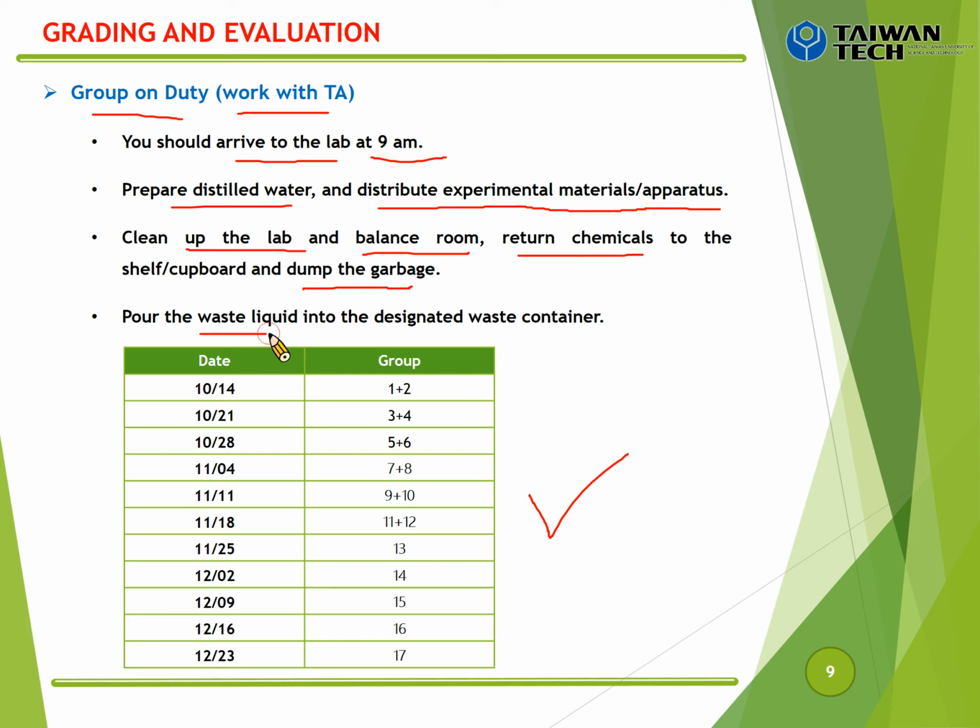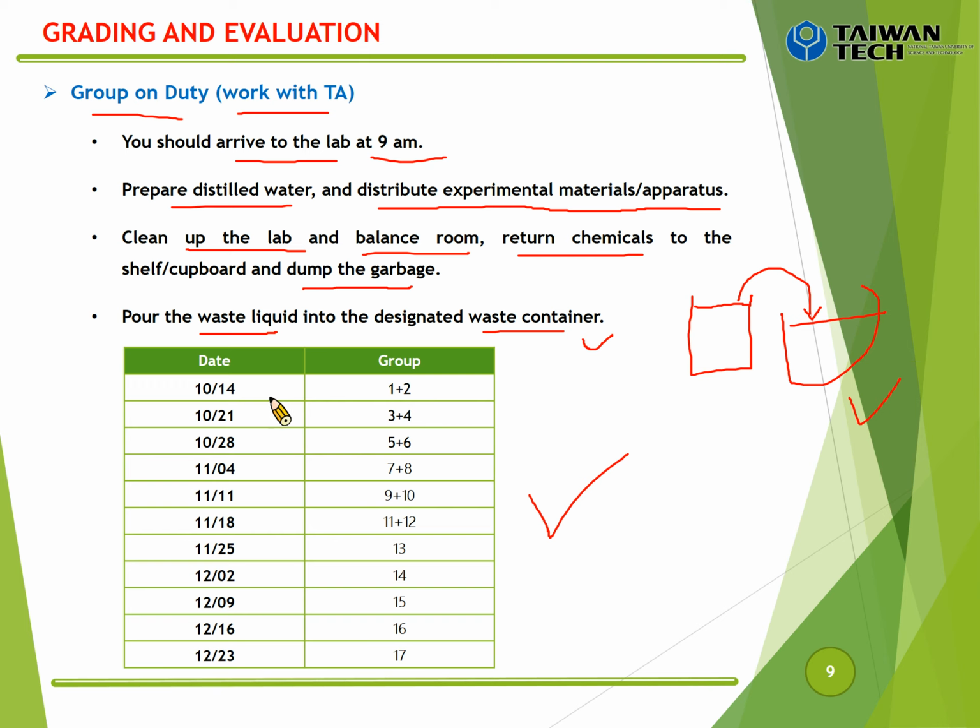And you need to pour the waste liquid into some waste container, because some normal chemicals you can pour into the sink. It's not toxic. But for some toxic chemicals, you need to pour into some specific container. So it means that maybe all of the waste will be put in one beaker, and then for the group on duty, you need to put this one in some specific container, and later we have some treatment for this because we want to protect our environment.